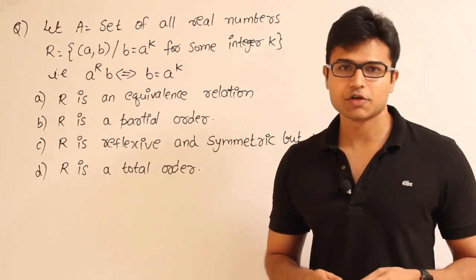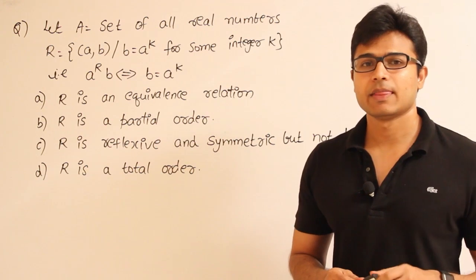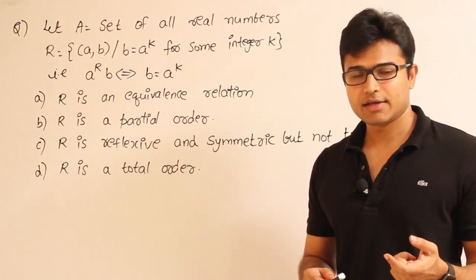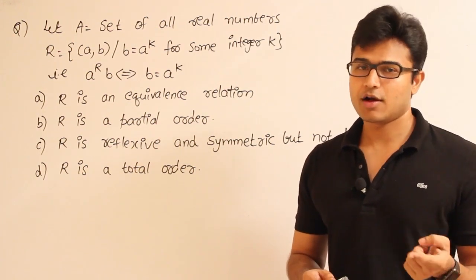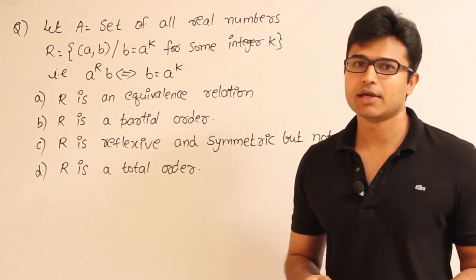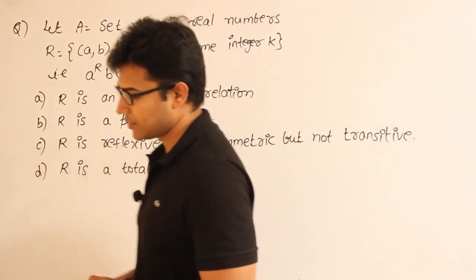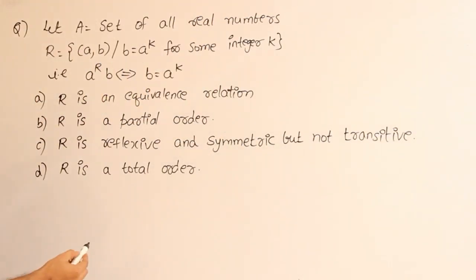So they are asking some questions on R. Before answering that, you should understand what the relation R is. Now they are saying that R will contain ordered pairs of type A comma B only when B can be written as B equals A power K for some integer K. So what they mean to say is this one.